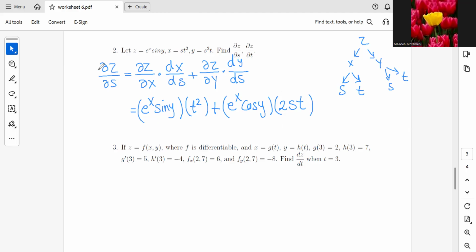Next part is the partial derivative of z with respect to t. So we only change these parts. And of course, the first part remains the same, but this part changes, because it will be the partial derivative with respect to t, here dx dt, because we're going to follow this.